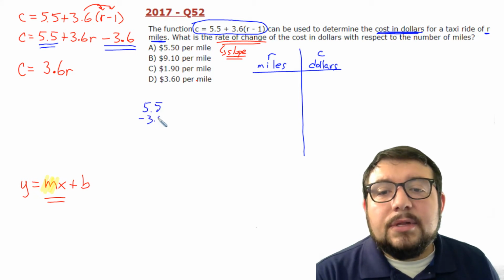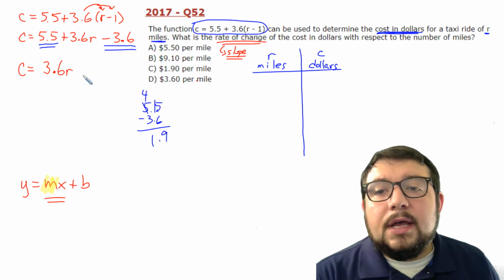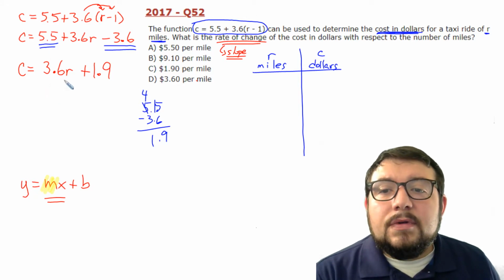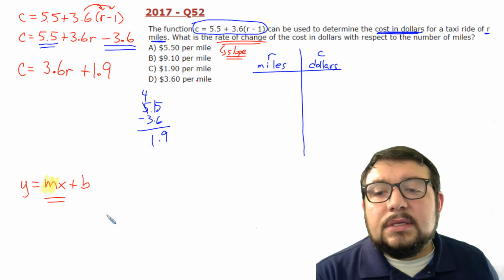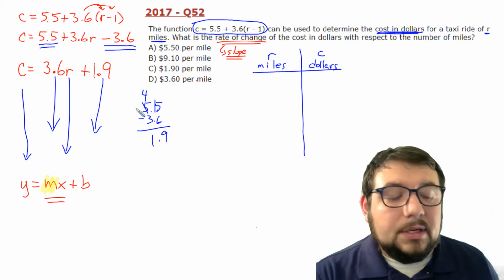5.5 minus 3.6 makes 1.9, so right here I can put positive 1.9. How did I know it would be positive? Because the bigger number, 5.5, is positive and is bigger than negative 3.6, so I keep my positive answer. So 3.6r plus 1.9, and you can see that this is a perfect match. The c is the y, the equal sign is there, the 3.6 is the m, the r is the x, and the plus and 1.9 are the b. You can see it all right there.